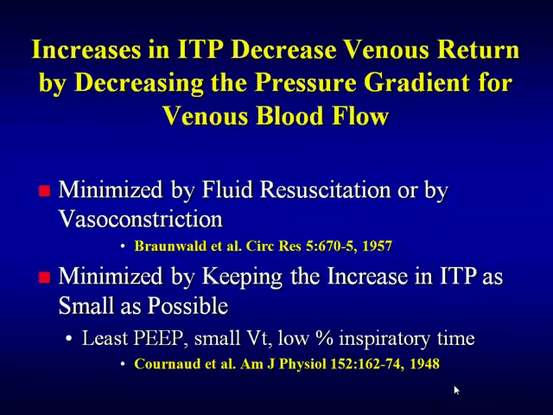Cournand, the Nobel laureate, studying this during World War II, demonstrated that if he gave pilots positive pressure ventilation when they were up at high altitude on oxygen, they would often black out. Not something you want to do if you're a pilot. Okay. And he found that they couldn't give them positive pressure. They just had to give them the oxygen at the mouth because the positive pressure decreased venous return.